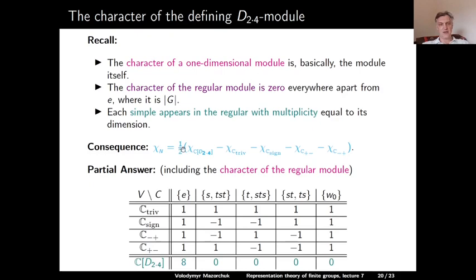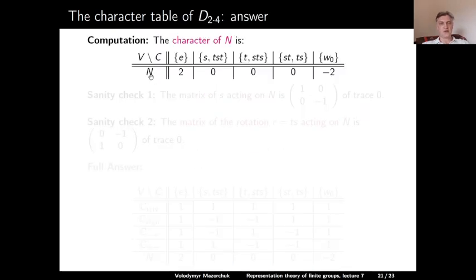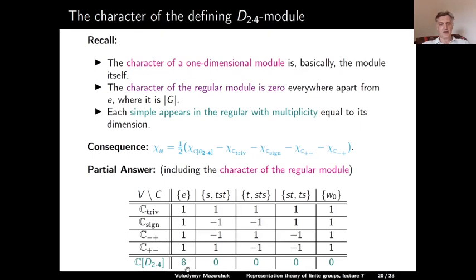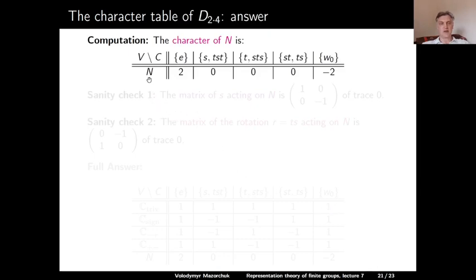So if we take 1/2 of the character of the regular module minus the characters of all these one-dimensional modules, what we will get is that the character of the natural module is equal to 2 at the identity, right? So 8 minus 1 minus 1 minus 1 minus 1 divided by 2 is 2. So 0 minus 1 plus 1 plus 1 minus 1 is 0. Divided by 2 is 0. Similarly, we get 0 here and here. So here we get 0 minus 1 minus 1 minus 1 minus 1 divided by 2. It is minus 2. So the character of the defining module N is 2, 0, 0, 0, minus 2.